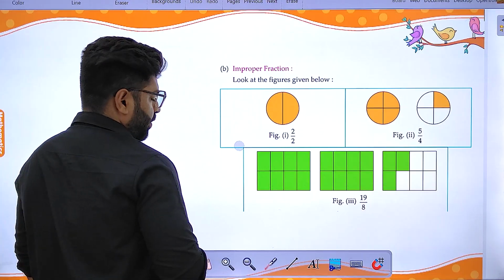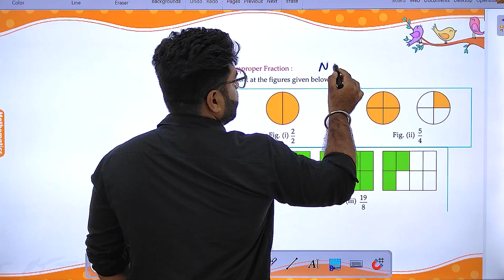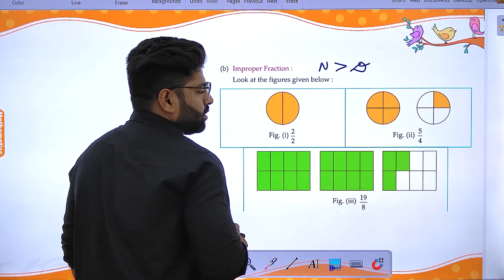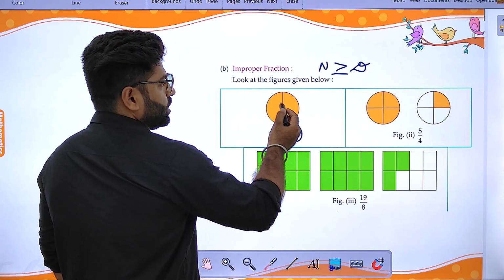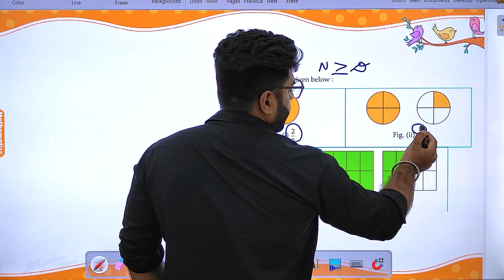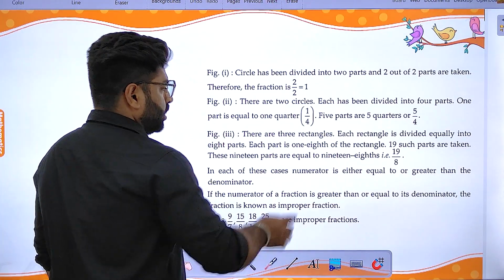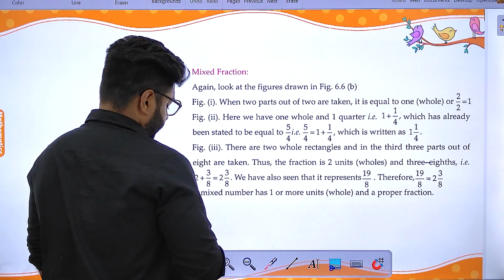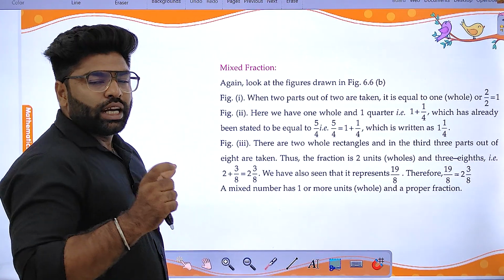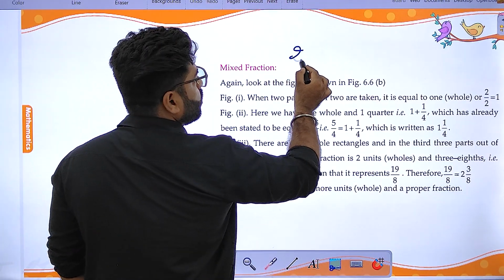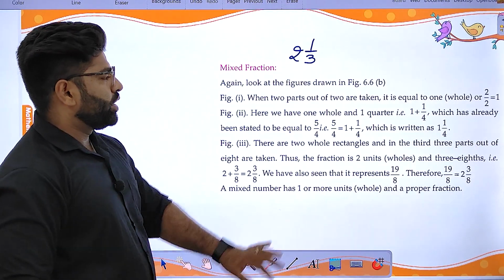Next we have improper fraction. In an improper fraction, the value of the numerator is greater than its denominator. Clear? Or maybe equal to, so here we have 2 by 2. This is an improper fraction. Here we have 5 by 4, so this is also an improper fraction. Okay, next is mixed fraction. A mixed fraction is a combination of a whole number and a proper fraction, just like 2 is a whole number and 1 by 3 is a proper fraction. So this is our mixed fraction.